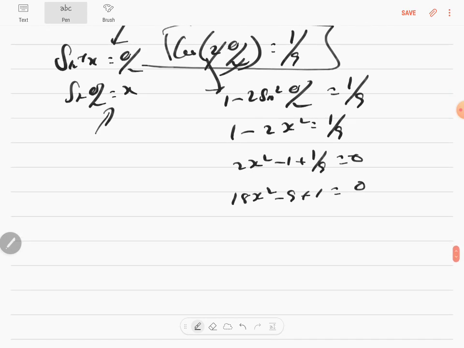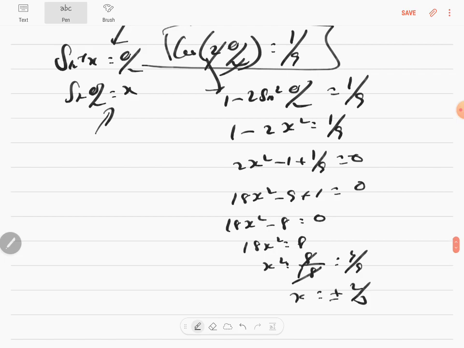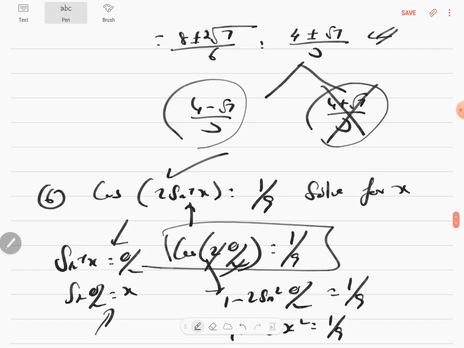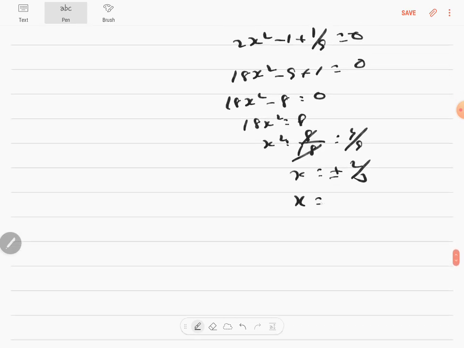So you can solve it as 18x square minus 8 is equal to 0. 18x square is equal to 8. x square is equal to 8 by 18, which is 4 by 9. So x therefore is plus or minus 2 by 3. But it's given that x is greater than 0, and therefore x can be plus 2 by 3.